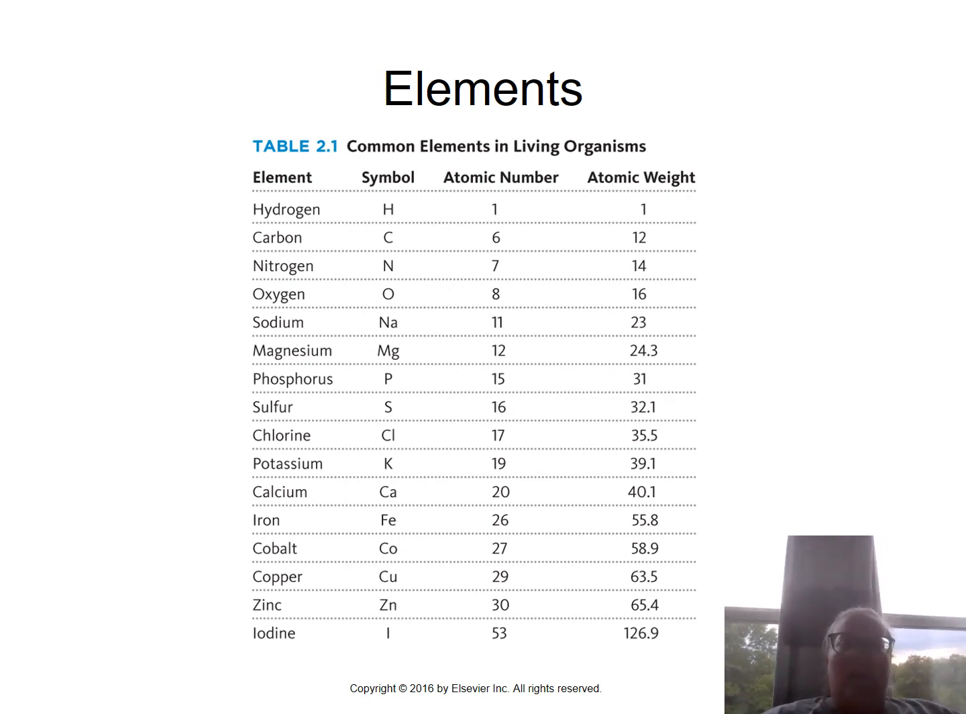Okay, this is table 2.1. You can find this in your book in chapter 2. This is a list of the elements that are most commonly found in living cells, as I mentioned earlier. But these are elements that you are probably pretty familiar with.